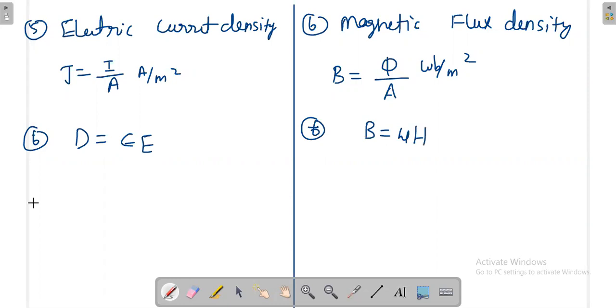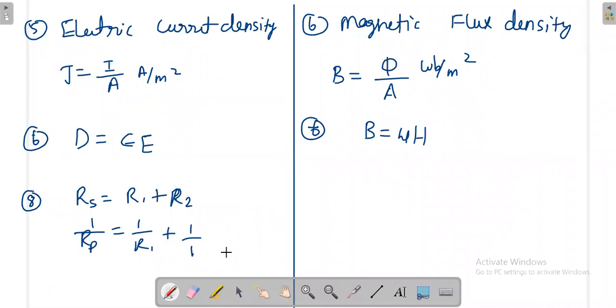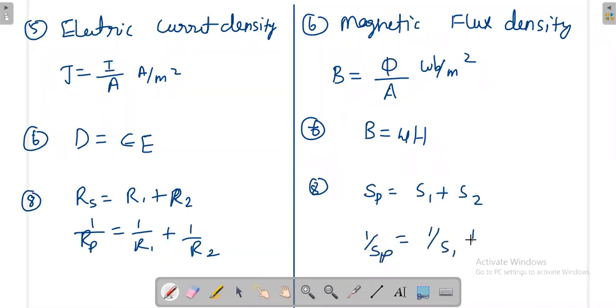Whenever more than one resistance is there, Rs is equal to R1 plus R2, or otherwise for parallel, 1 by Rp is equal to 1 by R1 plus 1 by R2. Similarly here, S in series is equal to S1 plus S2, and S in parallel is equal to 1 by S1 plus 1 by S2.